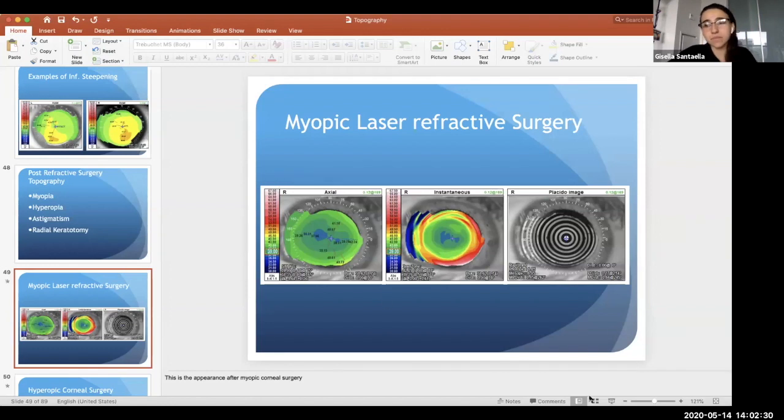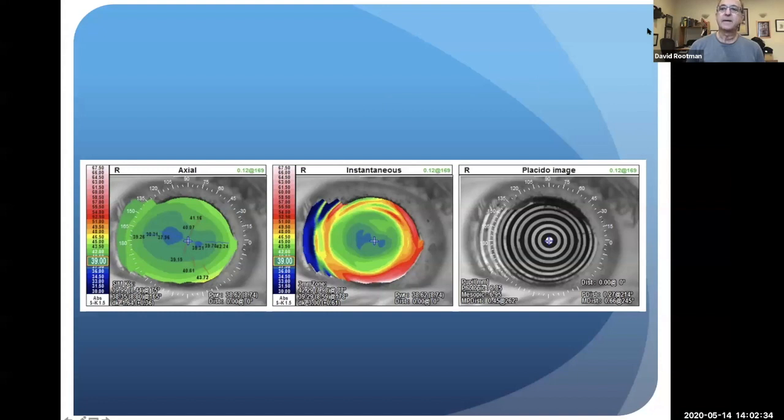So let's put this on big screen. And here's an example of a patient who's had myopic refractive surgery. And remember from last week, we talked about axial topography as showing us a curvature map.